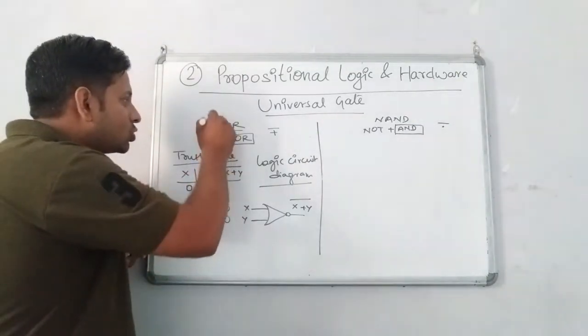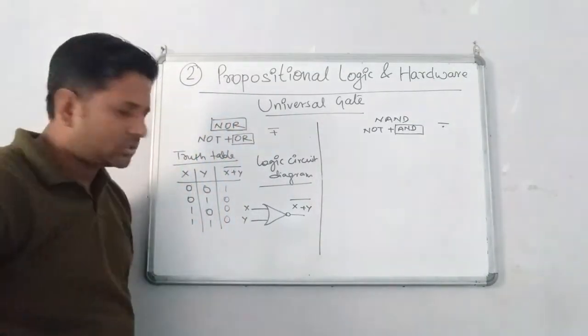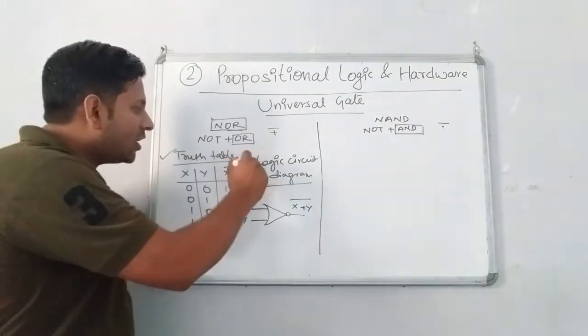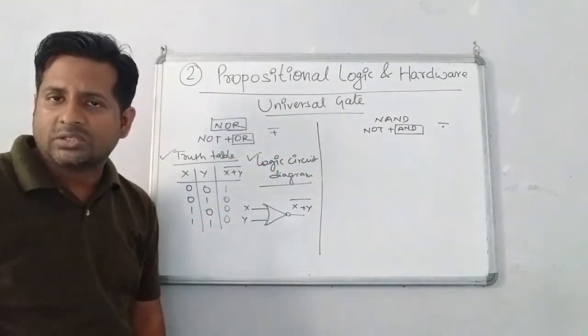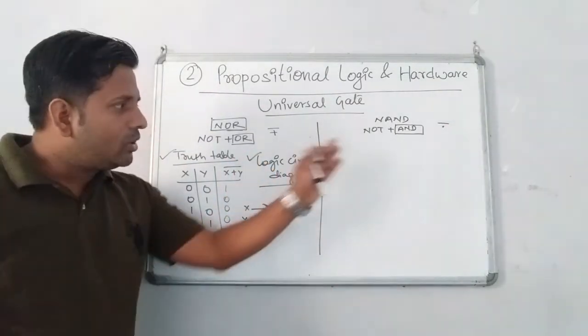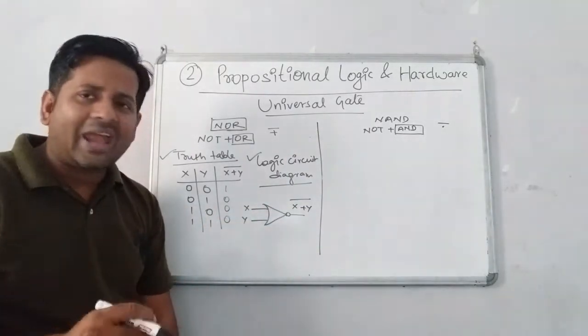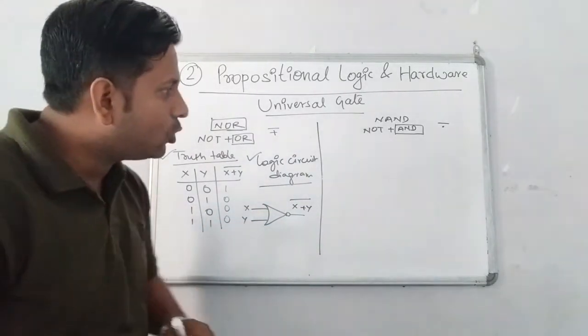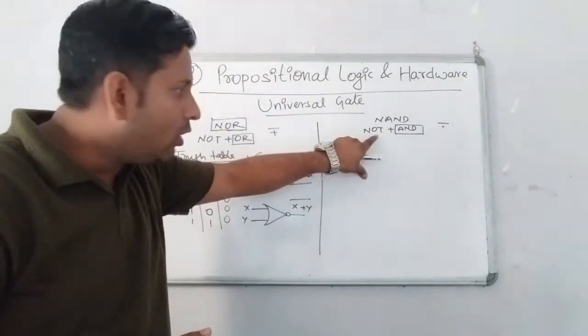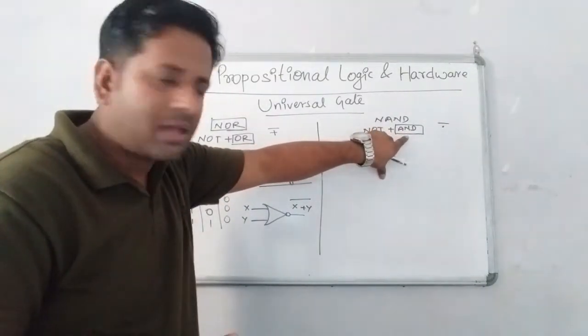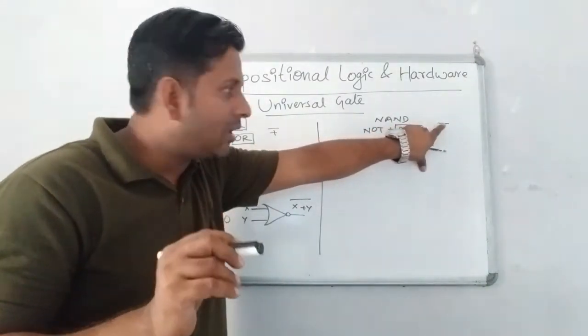Is this clear, children? Did you understand what the NOR gate is, how it works, how the truth table is designed, and how the logic circuit diagram is designed? Now, in the same way, we will move to the NAND gate. As I have already told you, and I have written it also, you can see here, NOT plus AND. And the symbol for NOT is x dot y with a bar.